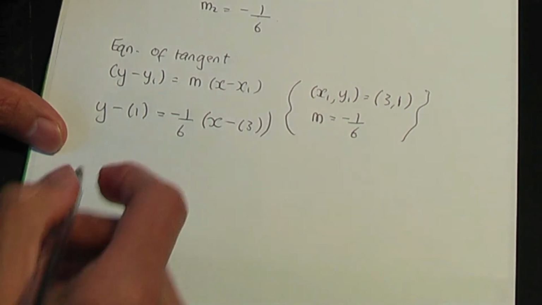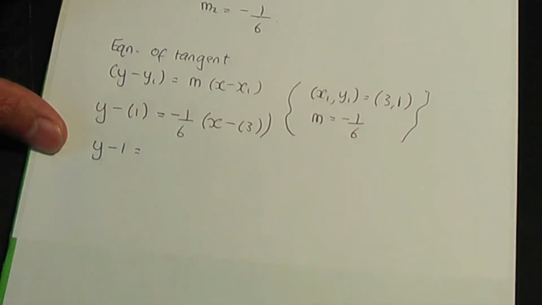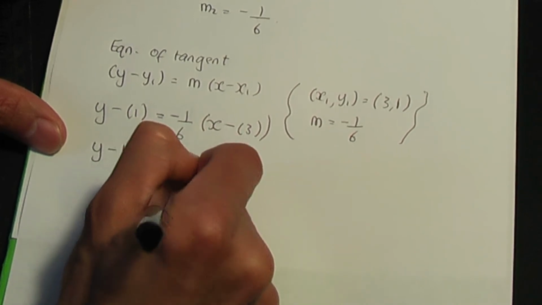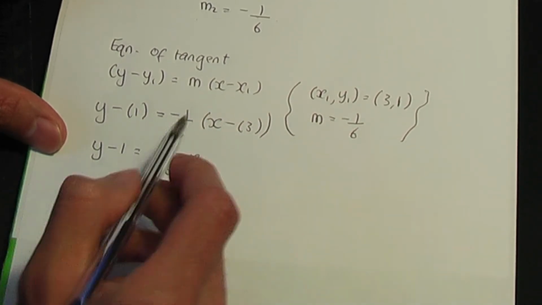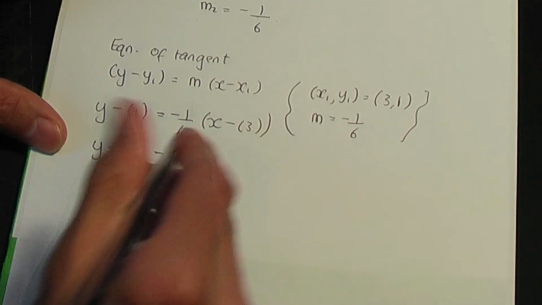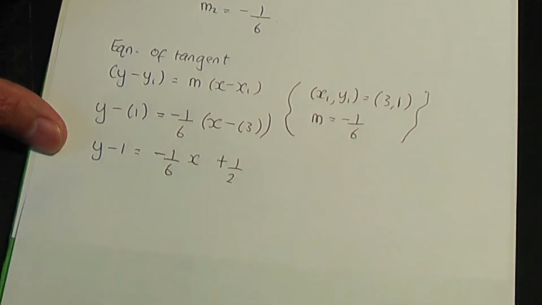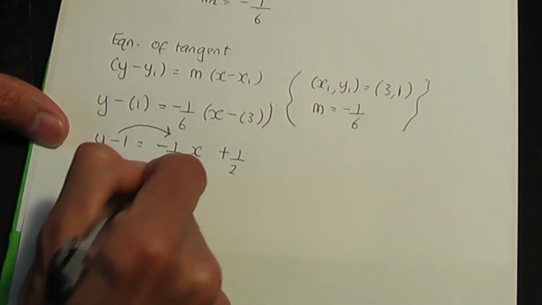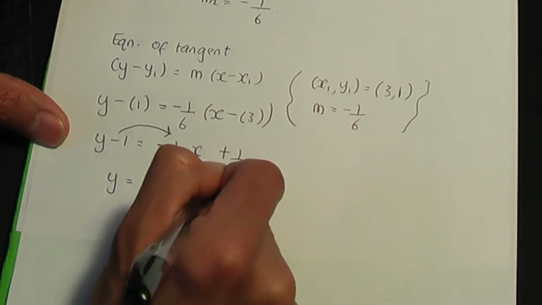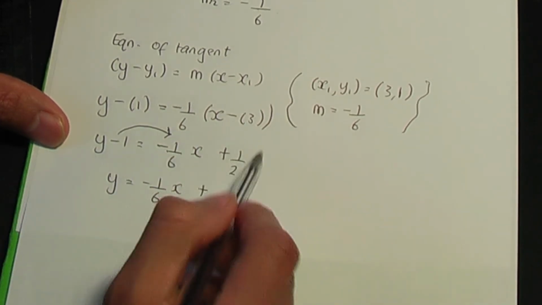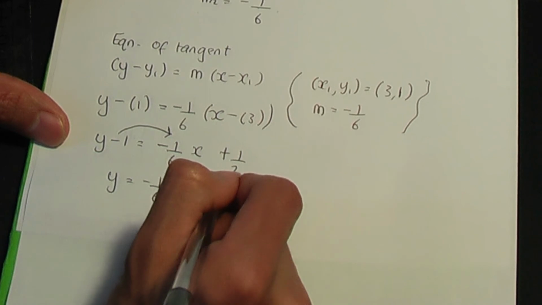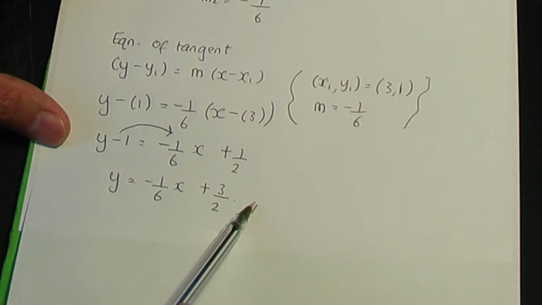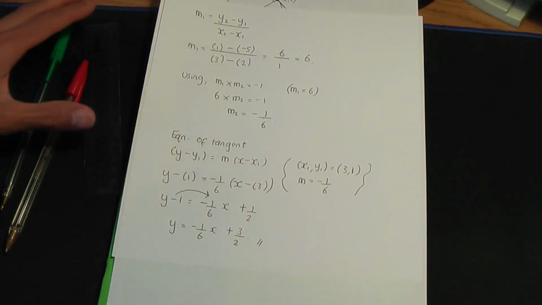If we expand the brackets from here, we'll have y minus 1 on the left. Minus 1 over 6 times x is minus 1 over 6x. Minus 1 over 6 times minus 3 is plus a half. If I take the minus 1 to the opposite side, y will then be minus 1 over 6x plus, a half plus 1 is 3 over 2. So this should be the equation of the tangent at the point 3, 1. Okay?